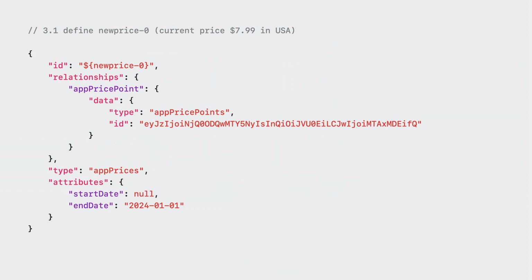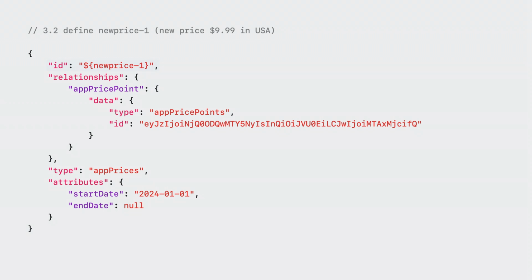This is my app's current price that I got earlier from the Get Menu Prices API. First, set the ID to be the same as we defined in the payload in the previous step. Next, define the price point ID. I will keep the current price point. To schedule a global price change, I need to end the current price on the new price's start date, January 1st, 2024.